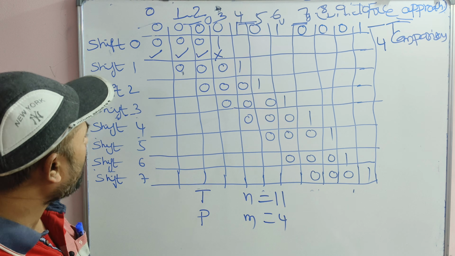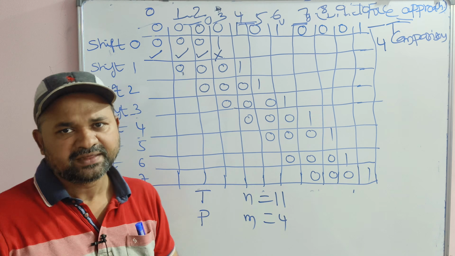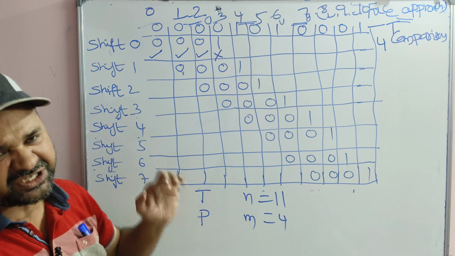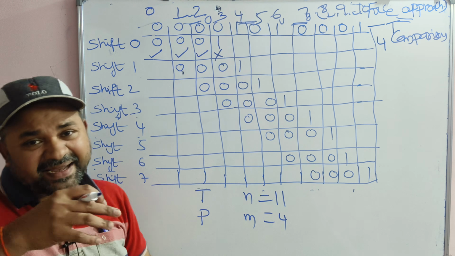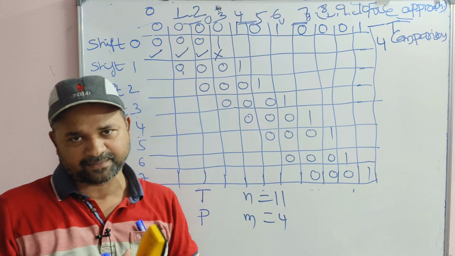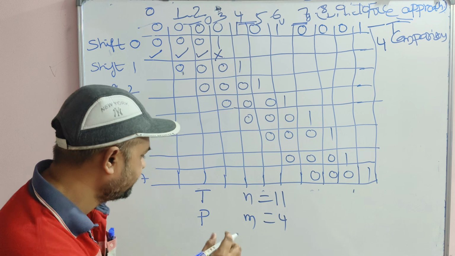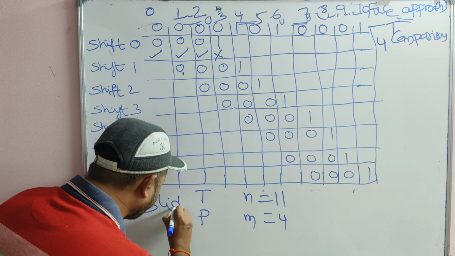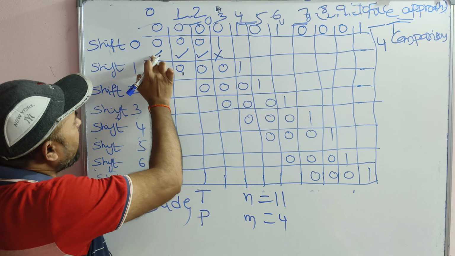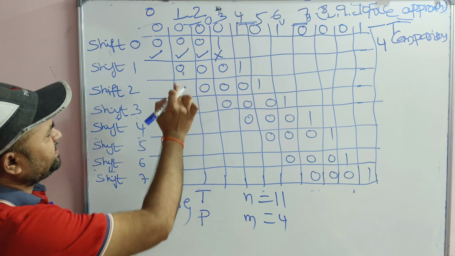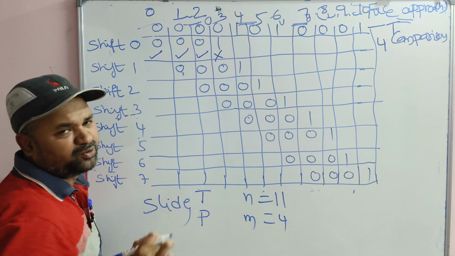Next, if a match is found, then we can return the corresponding shift, and we have to shift the pattern one position to the right. Every time the pattern will be slid from left to right. So now this pattern will be slid one position to the right. So the pattern will be aligned like this, 0001.